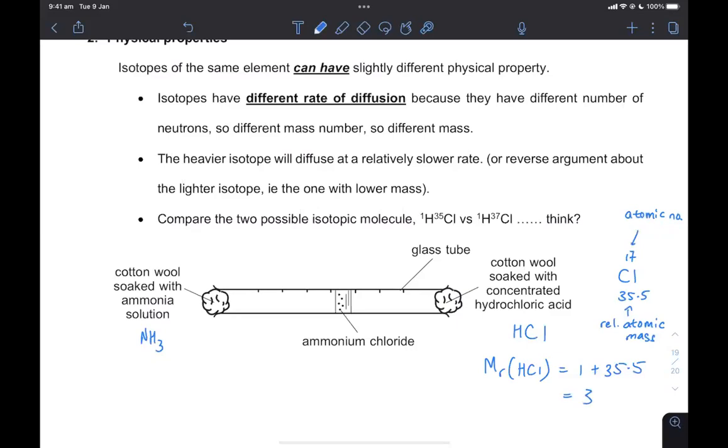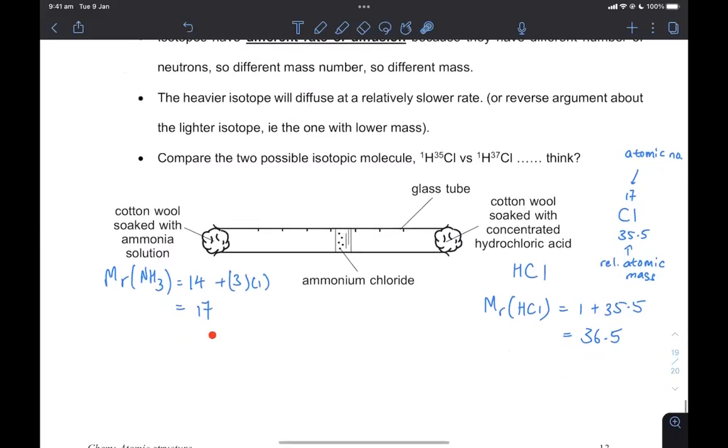So in topic 1, you know how to explain this already, because you know how to calculate relative atomic masses and sum them up. You know, this is lighter. Lighter means it has lesser mass than that, lower MR, so it will diffuse faster. So the heavier you are, heavier particles, heavier molecules, they will diffuse slower, which is why this meeting point is slightly closer to the concentrated hydrochloric acid, because the ammonia will diffuse slightly more towards that side, faster than the hydrochloric acid can diffuse from that side.